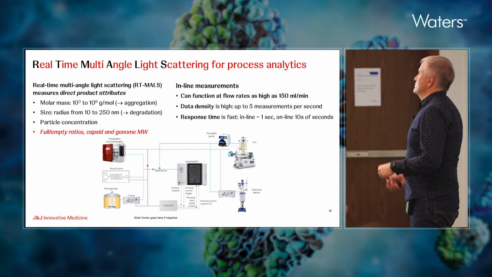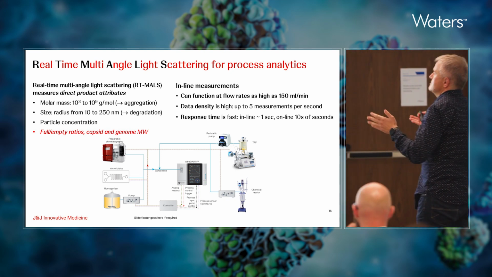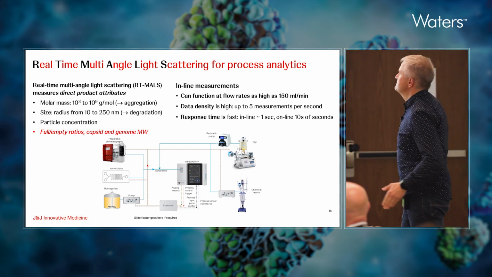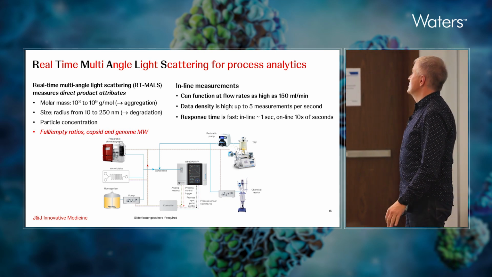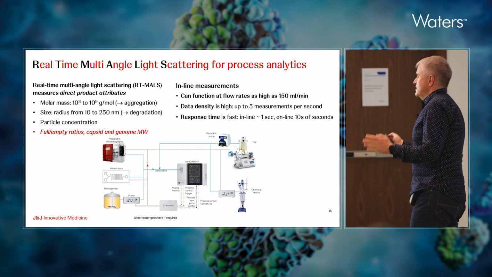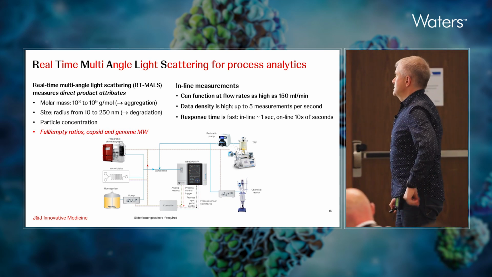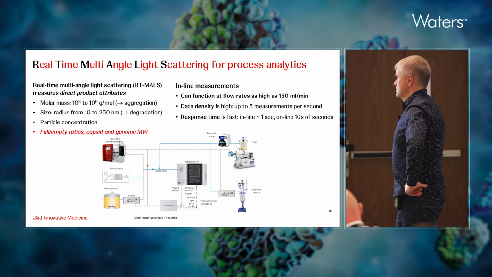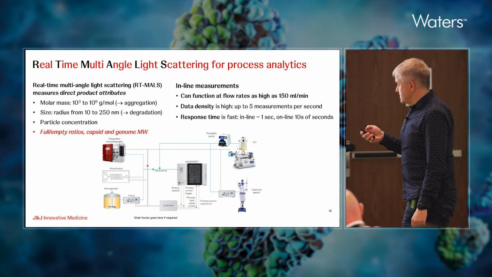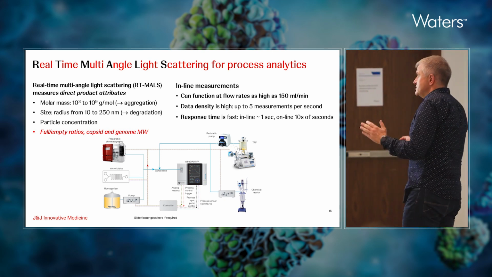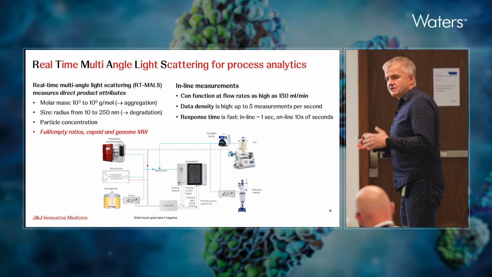The range for molecular weights, again, we didn't reach the extremes, but it is supposed to go up to 10 to the 9 grams per mole. There is quite a range that can be used for size measurements. We can determine particle concentrations, and with the red I have full to empty ratios, capsid and genome molecular weight, that is correct.